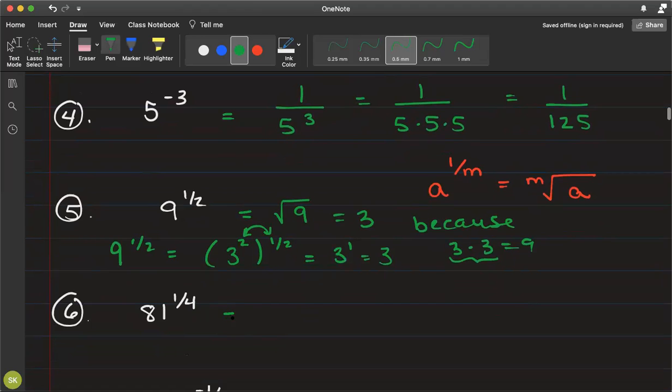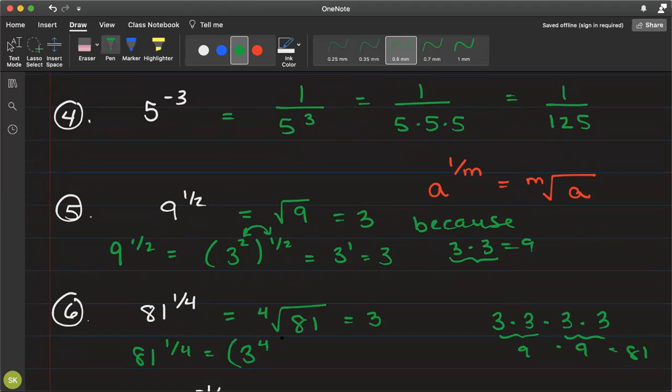81 to the 1/4 is the 4th root of 81. And what we're looking for is a number that when we multiply it by itself for a total of 4 times, we get 81. And that number happens to be 3, just like the last one, because 3 times 3 times 3 times 3, well, this is 9 times 9, which is 81. Again, you could also write this as 81 to the 1/4 is 3 to the 4th to get rid of that 1/4.